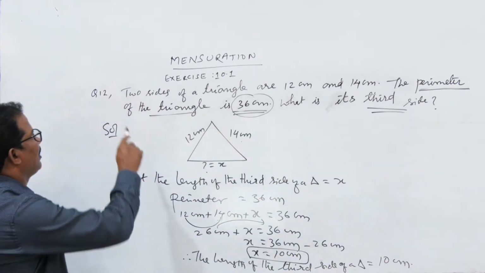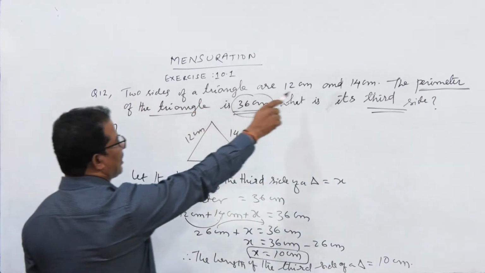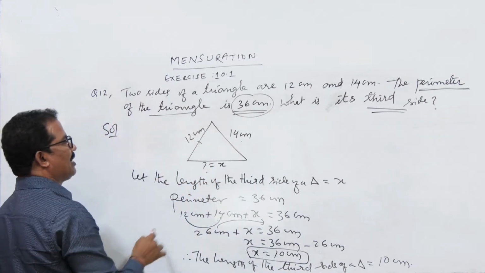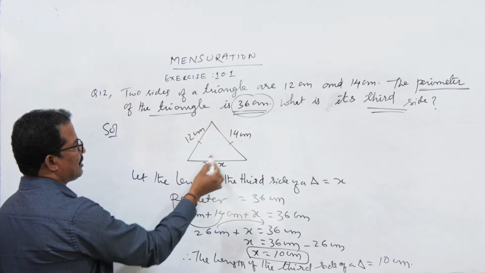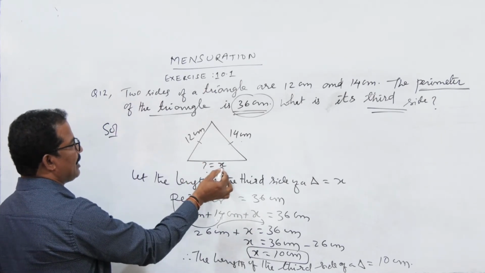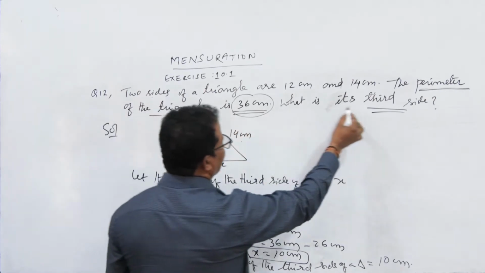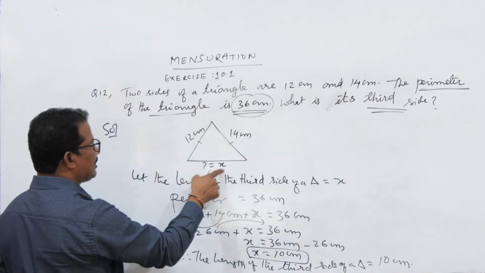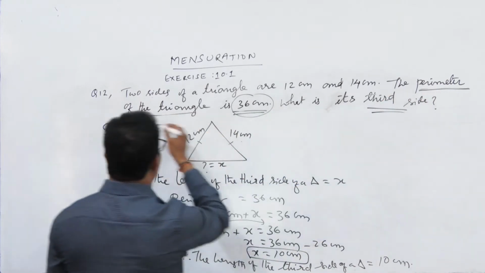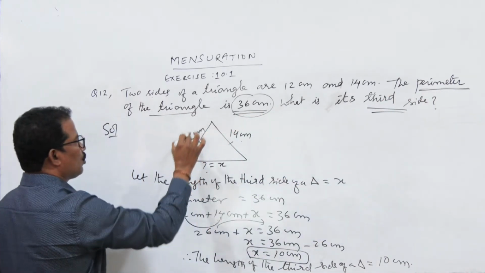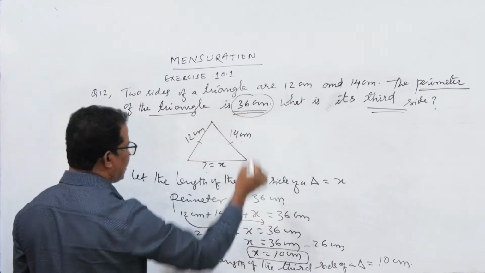Once again you see, in this question two sides of the triangle are given. That means 12 centimeters and 14 centimeters, there are two sides, and the third side is not given. For that we have taken x here. So the third side we have taken as x. We need to find the value of x. For this, the perimeter of the triangle is given. That means the total length of these three sides is 36 centimeters.